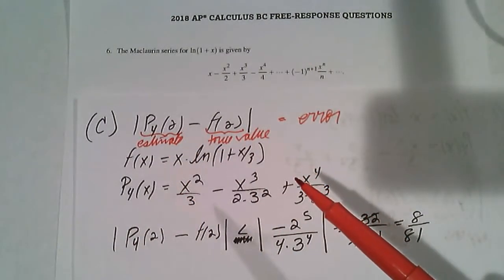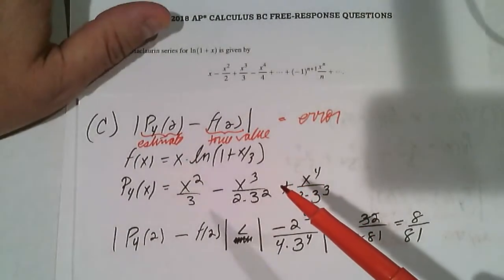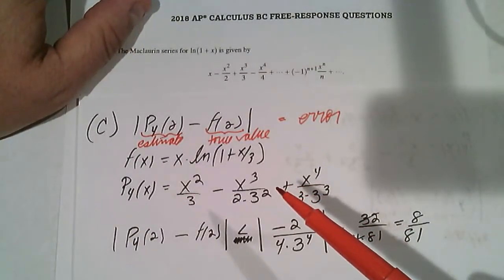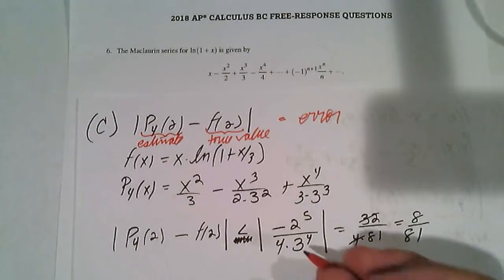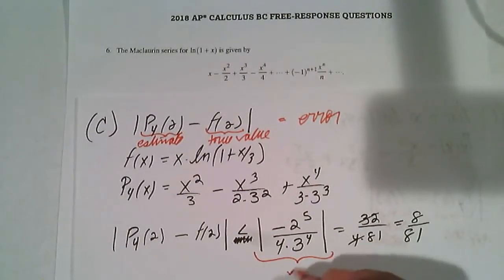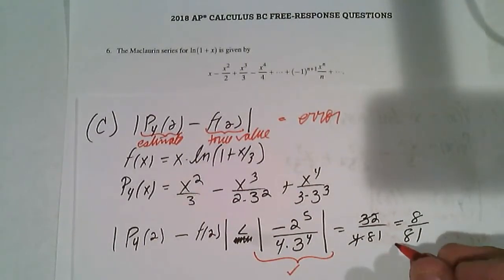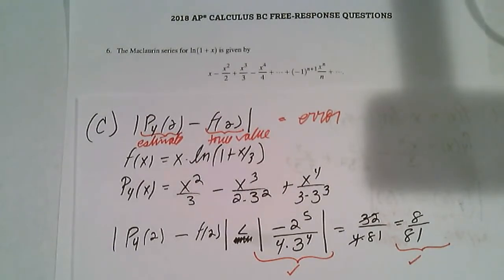And so what they said was uses the 5th degree term as an error bound. So like knowing to do this guy here and then getting to your final answer, the 8 over 81 is the second point. So grand total of 2 points. Congratulations, the curse has been broken. I get to film part C. Thanks everybody.